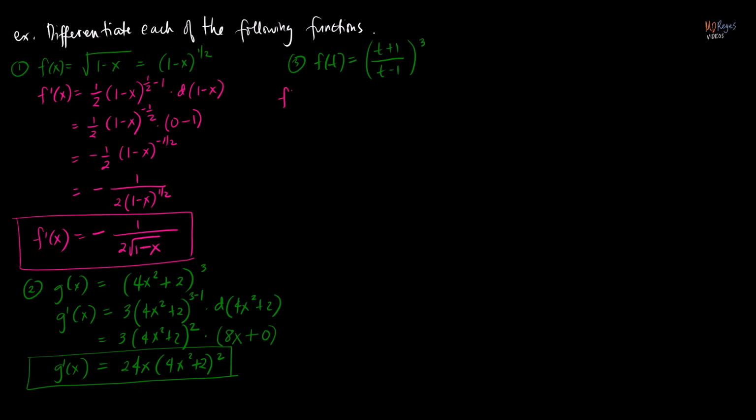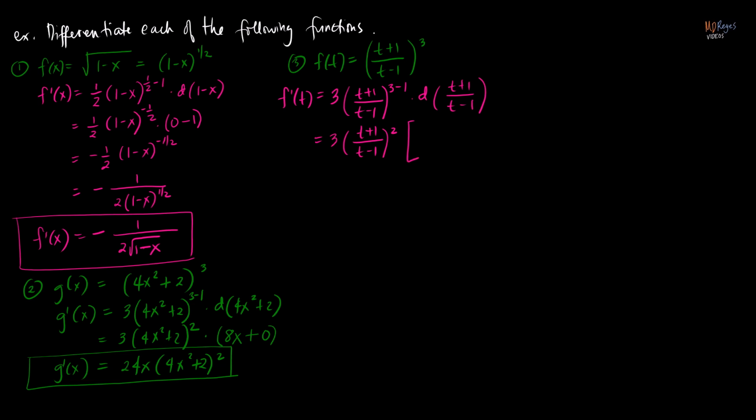So to get the derivative of f of t using the generalized power rule, you bring down the exponent, copy the base t plus 1 over t minus 1 raised to 3 minus 1. Don't forget the derivative of the base, t plus 1 over t minus 1. The base is a quotient of t plus 1 and t minus 1, so to differentiate that base, you need to use the quotient rule. So it's 3 times t plus 1 over t minus 1 raised to 2.